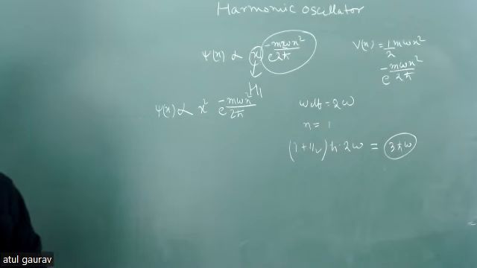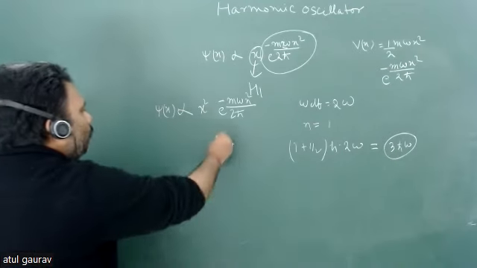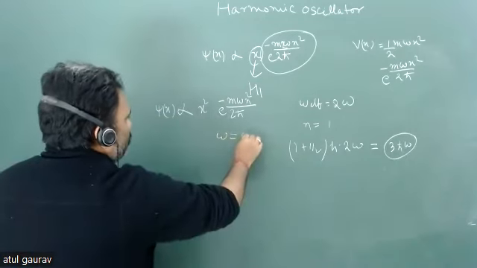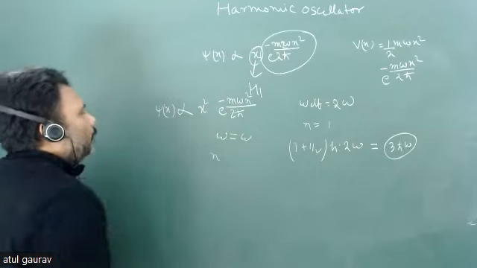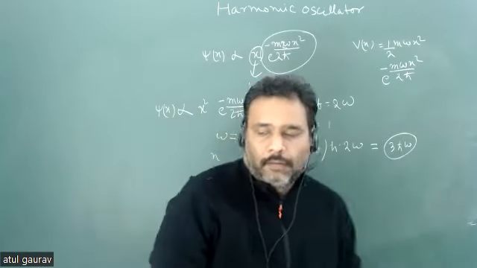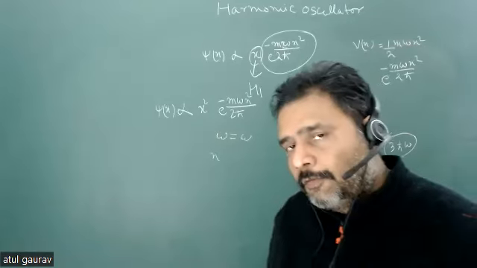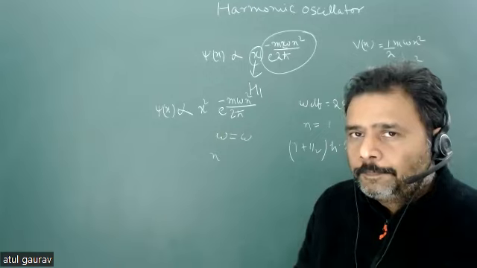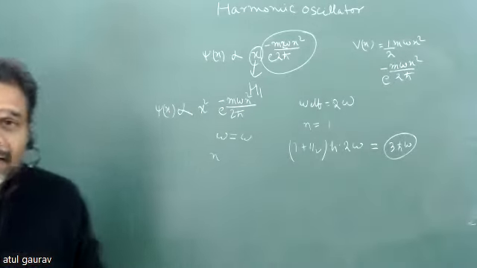Sir, E naught and 2 E naught. So first you have to calculate the value of omega. What is the value of omega? Omega, so that is in Gaussian form. Now you have to talk about the n. What is the value of n? It is 2. Only 2? n is equal to 0 also. Yes, it is equal to 0.